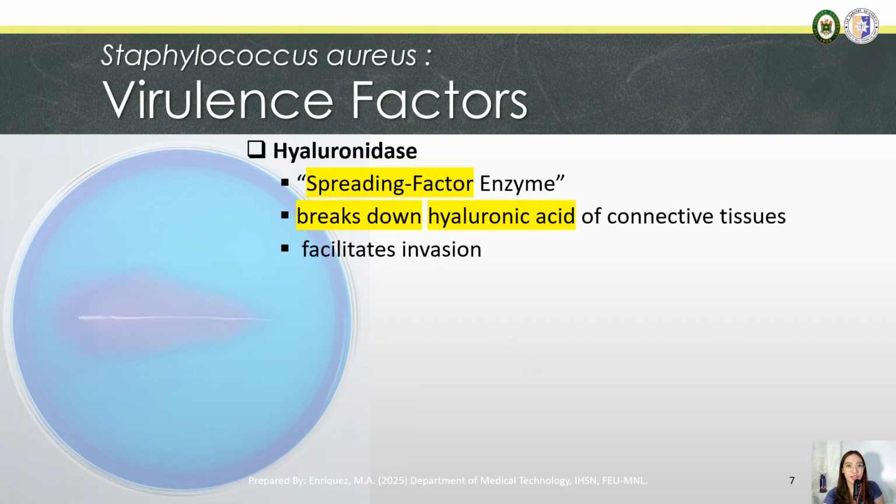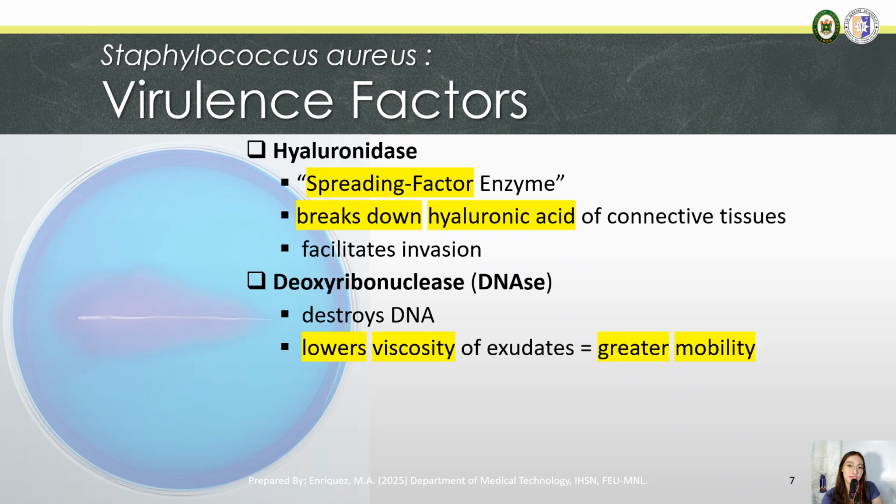Hyaluronidase, otherwise known as the spreading factor, enhances the invasion and survival of bacteria in tissues by breaking down hyaluronic acid that is present on the connective tissues of the patient. This would help the bacteria spread further to other sites. Kaya po siya tinawag na spreading factor.